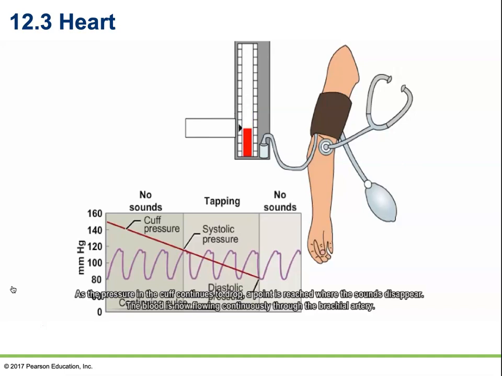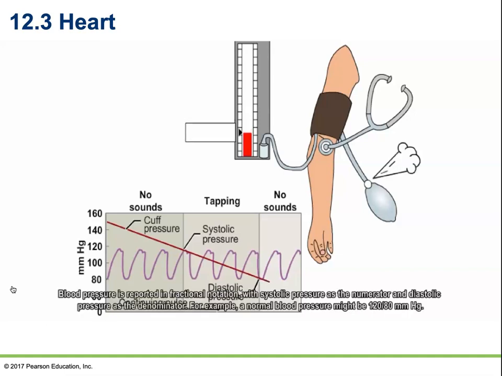The blood is now flowing continuously through the brachial artery. The pressure in the cuff when the sounds first disappear is the diastolic pressure, the blood pressure when the heart is relaxing. Blood pressure is reported in fractional notation, with systolic pressure as the numerator and diastolic pressure as the denominator. For example, a normal blood pressure might be 120/80 millimeters of mercury.